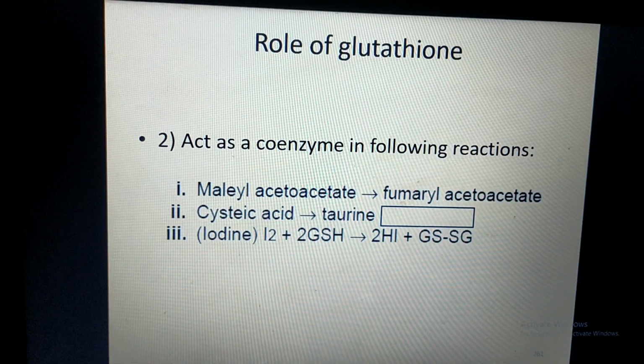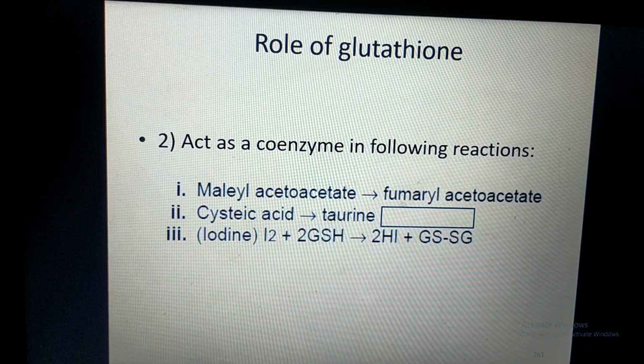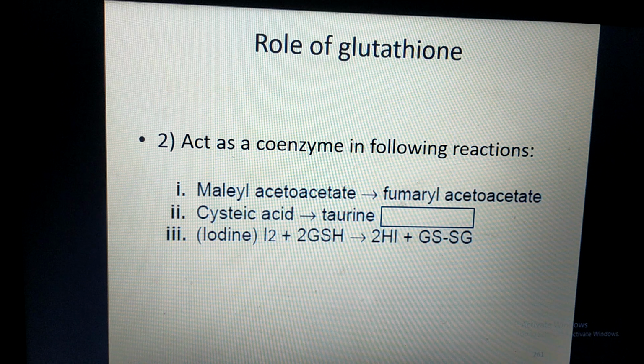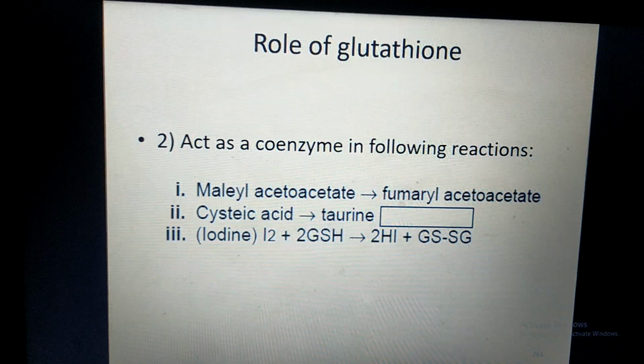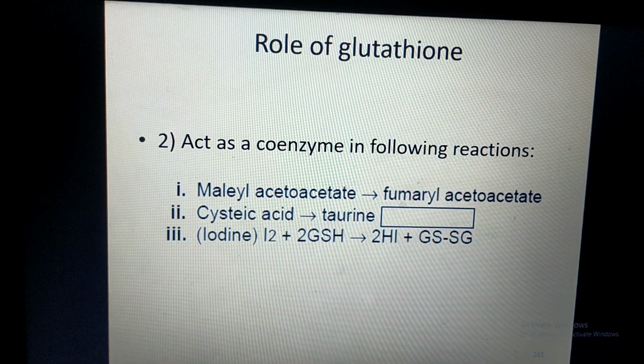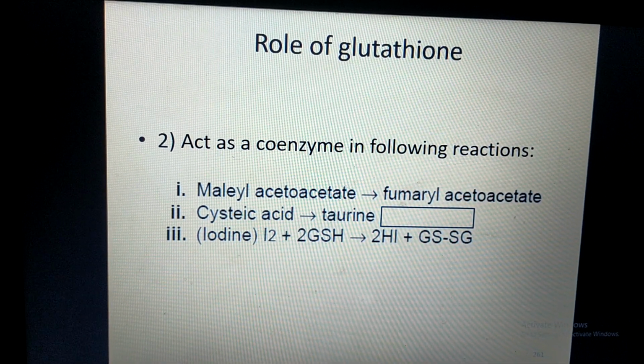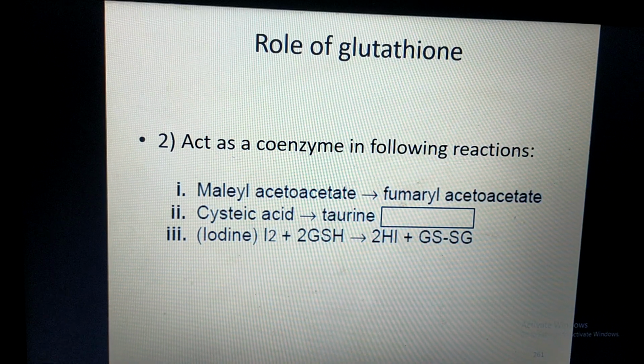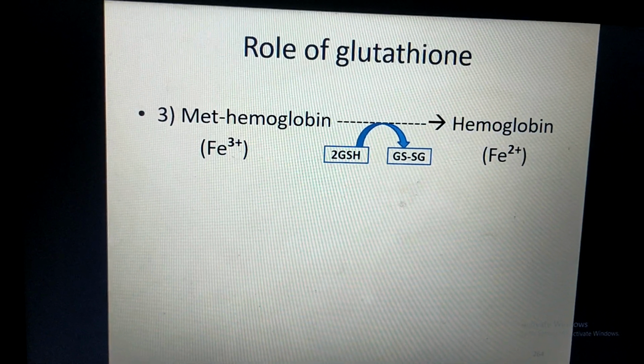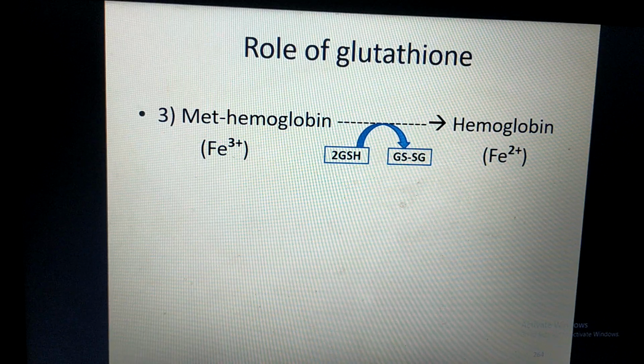And the third reaction is conversion of the iodine molecule into hydrogen iodide. In our diet, iodine is present in molecular form, but this molecular iodine cannot be utilized by the thyroid gland. Therefore, reduced glutathione provides hydrogen atoms to this molecular iodine, which gets reduced to hydrogen iodide, which is a utilizable form.